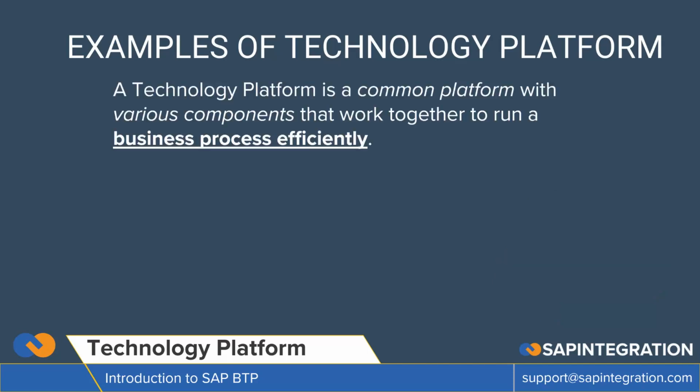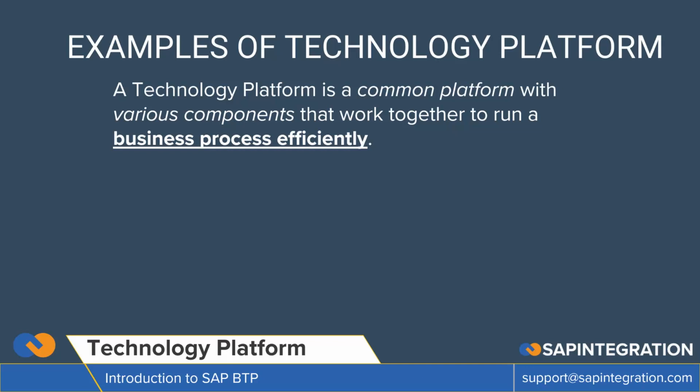A technology platform is basically a common platform with various components that work together. We have seen that definition. And what is the purpose? The purpose is to run a business process efficiently. That's the whole point. The whole point of a business is to run its processes efficiently, and to do that, your underlying technologies that give you a solid foundation have to be stable.